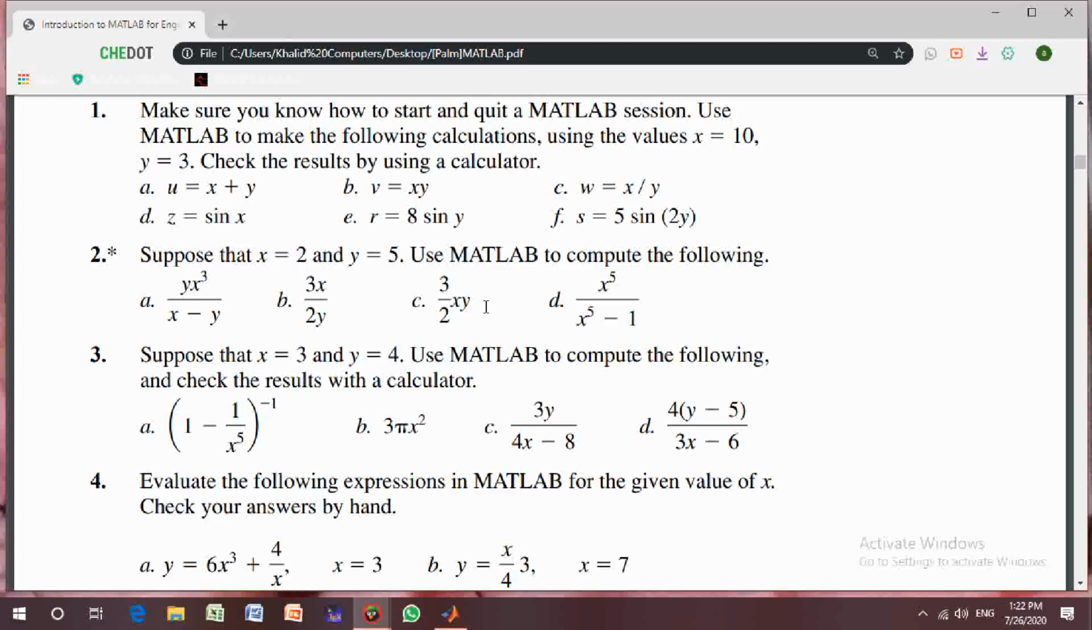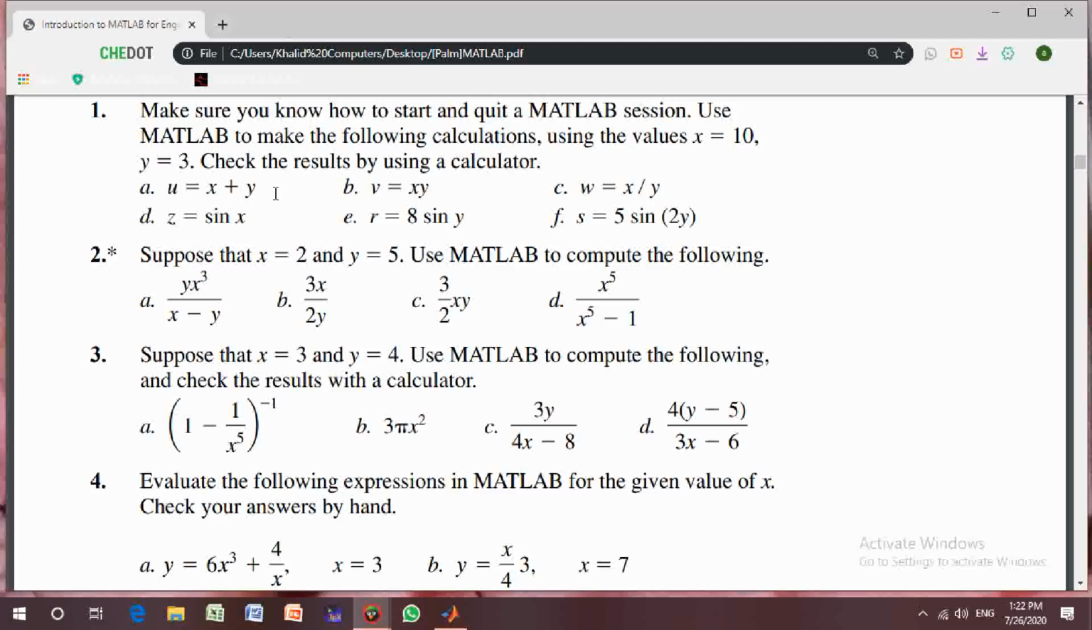And these questions we will solve. Make sure you know how to start or require a MATLAB session. Use MATLAB to make the following calculations using values x equal to 10, y equal to 3. Check results by using a calculator. You can also check the results by using a calculator.